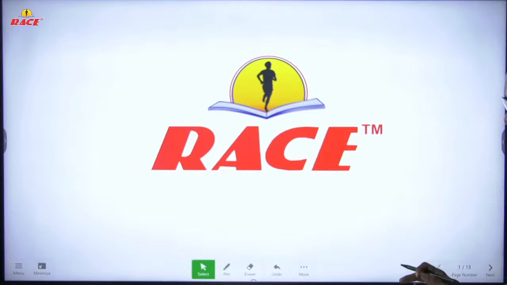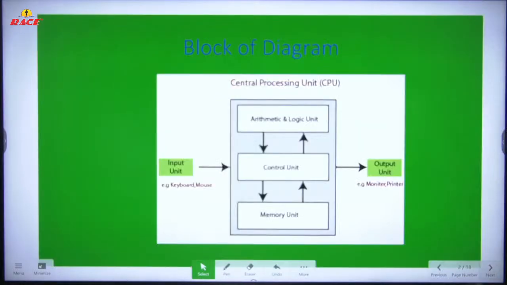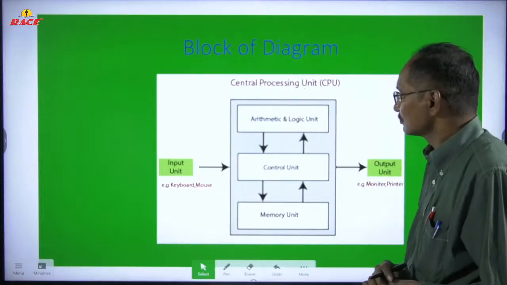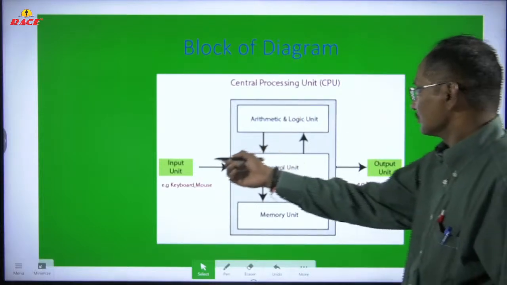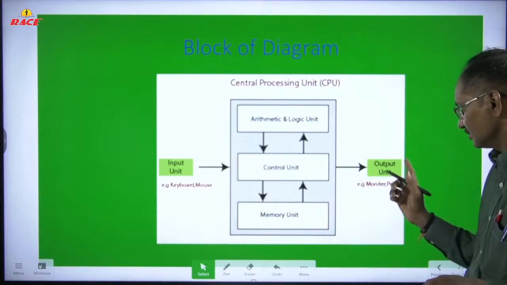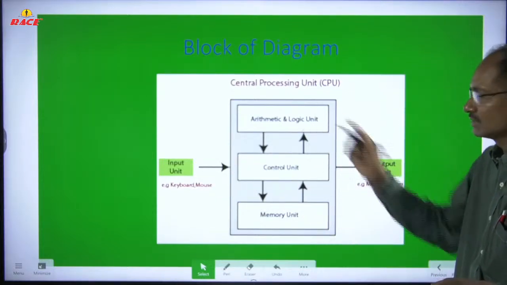Today's class is on operating systems. Block diagram of a computer. The computer has five parts: input device, output device, memory unit, control unit, and arithmetic logic unit.